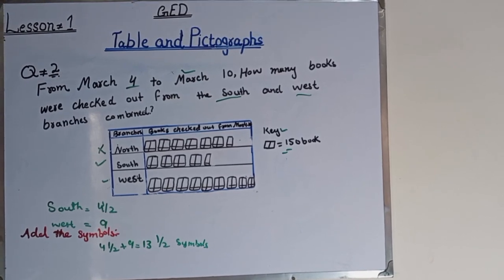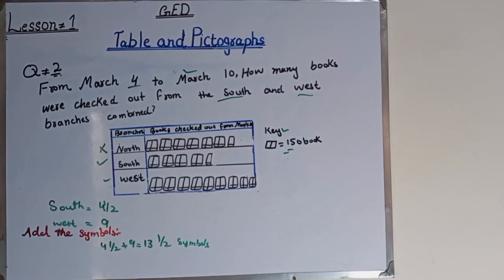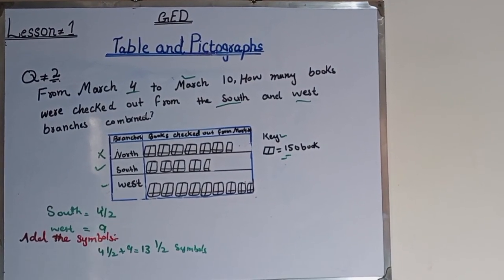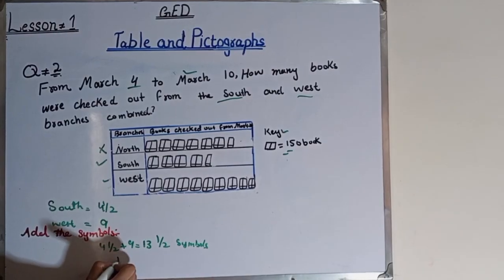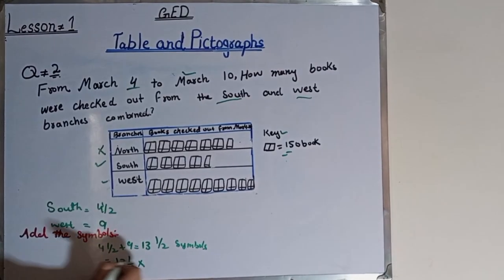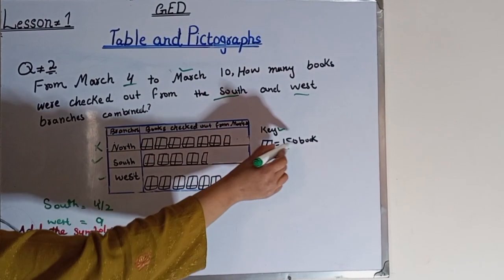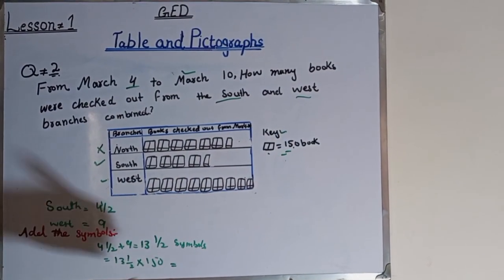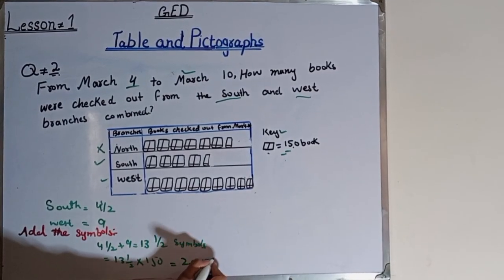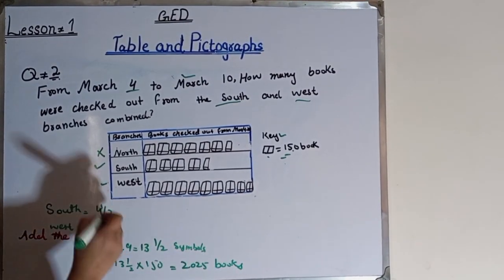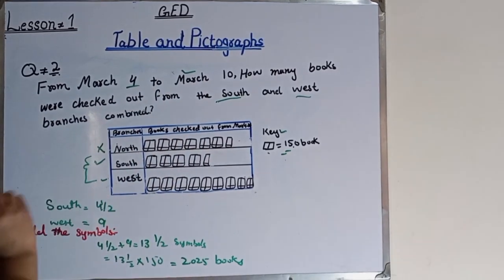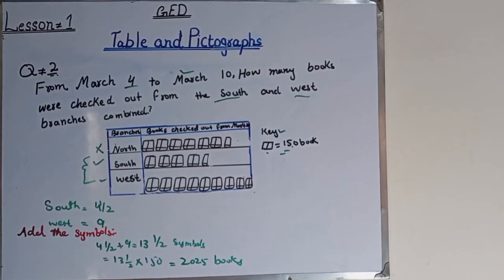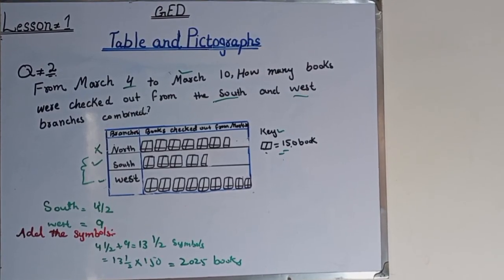Now next step number 4, multiply by the key value. Our key value is 150 books. So each symbol will multiply with 150 books. So 13.5 will multiply with 150 books because each symbol equals 150 books. So our answer is 2025 books in the south and west combined. So our final answer is from March 4 to March 10, a total of 2025 books were checked out from the south and west branches.